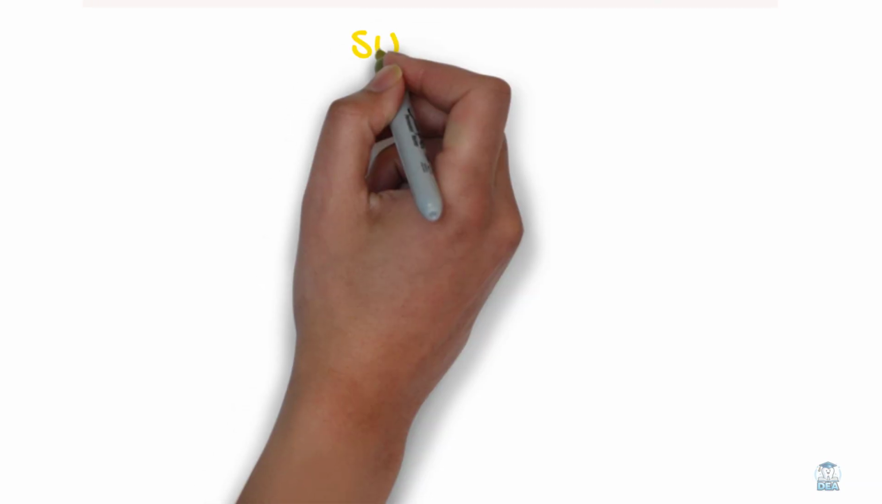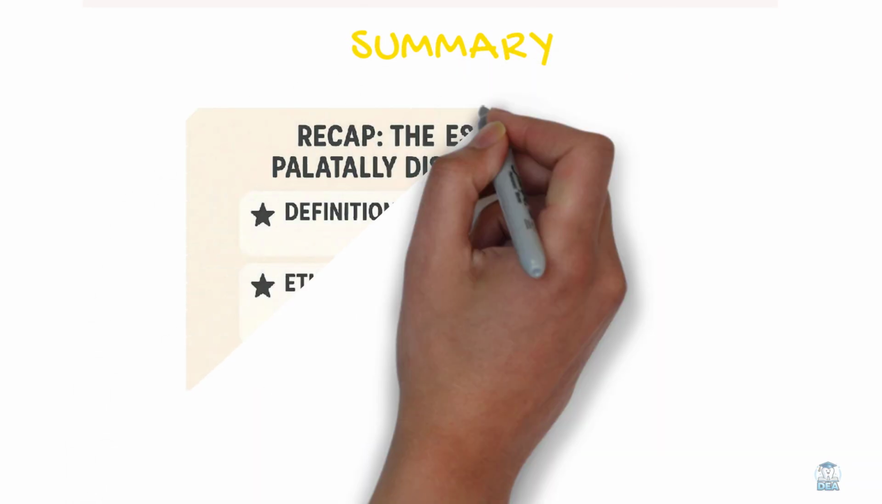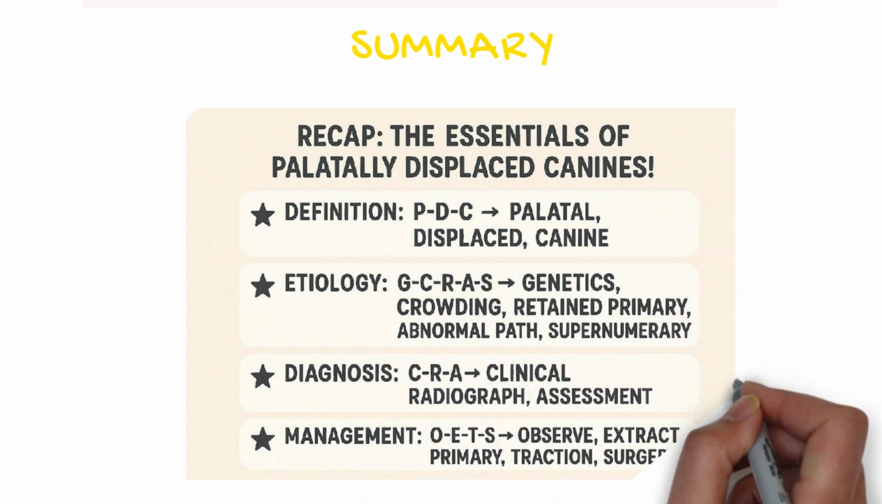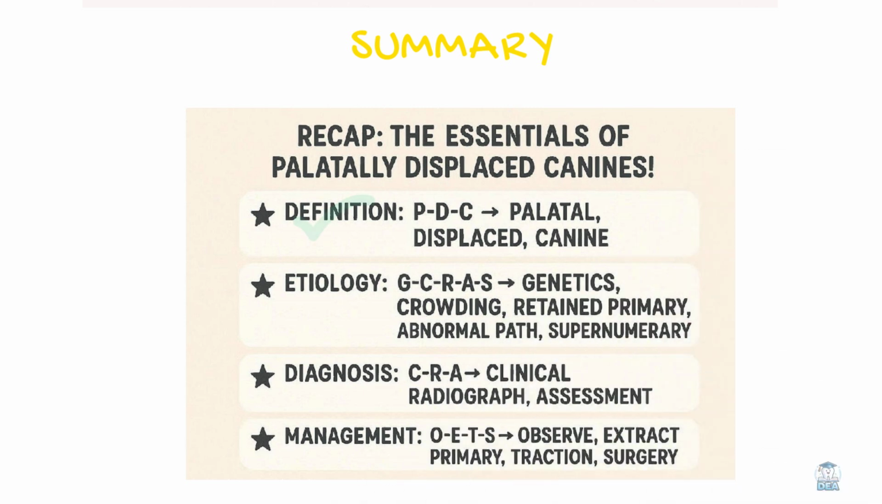To summarize, palatally displaced canines essentials are: definition, PDC, palatal displaced canine; etiology, GCRAS, genetics, crowding, retained primary, abnormal path, supernumerary; diagnosis, CRA, clinical, radiograph, assessment; management, OETS, observe, extract primary, traction, surgery.